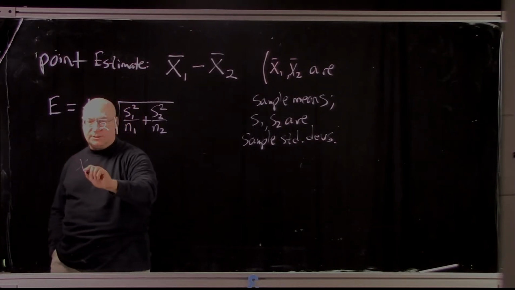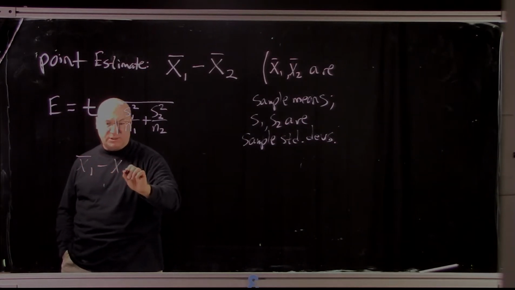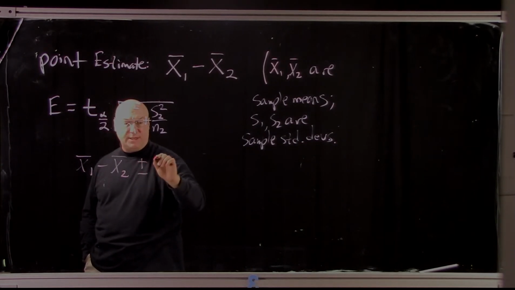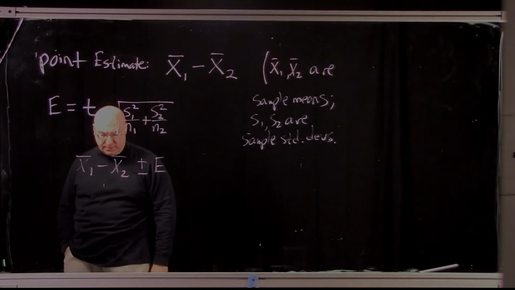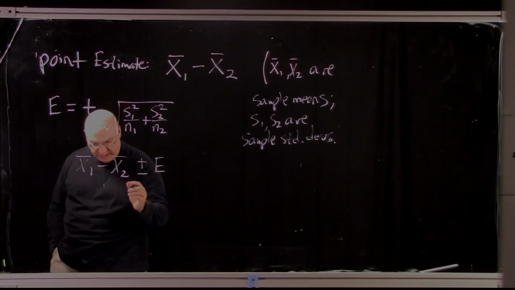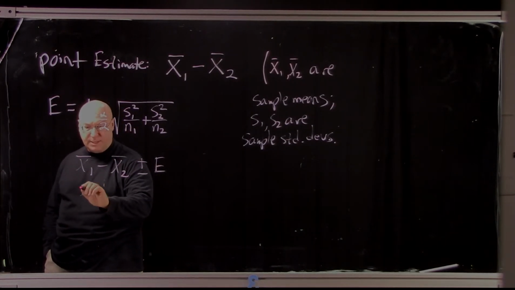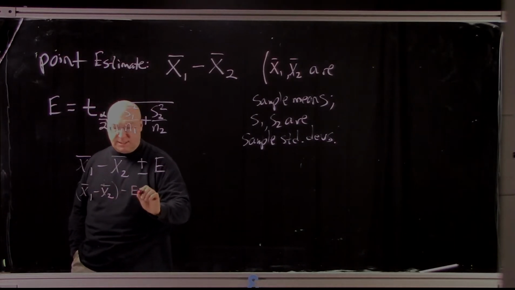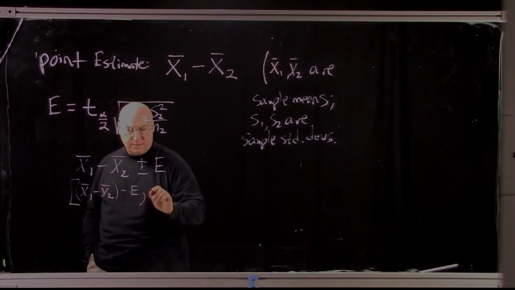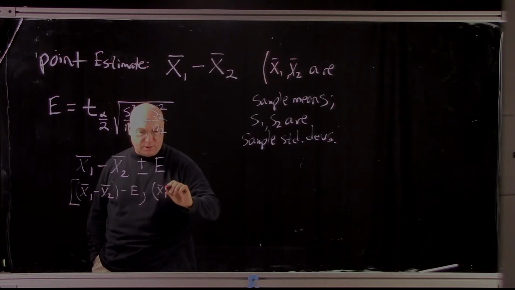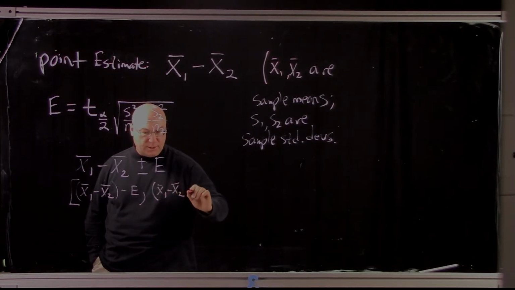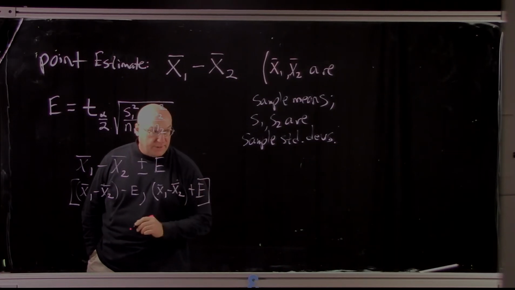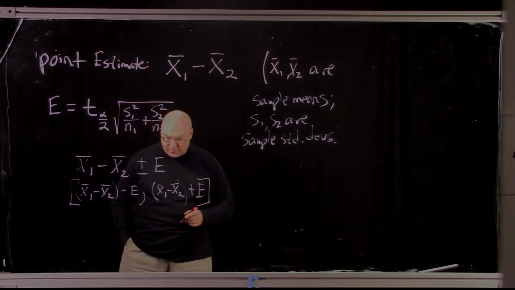Okay, so what is our 100(1 minus alpha)% confidence interval for mu1 minus mu2 down below there? It is just x1 bar minus x2 bar, there's our point estimate, plus or minus our E, all right? So we can also write that, of course, as x1 bar minus x2 bar minus E and x1 bar minus x2 bar plus E. There is our confidence interval.